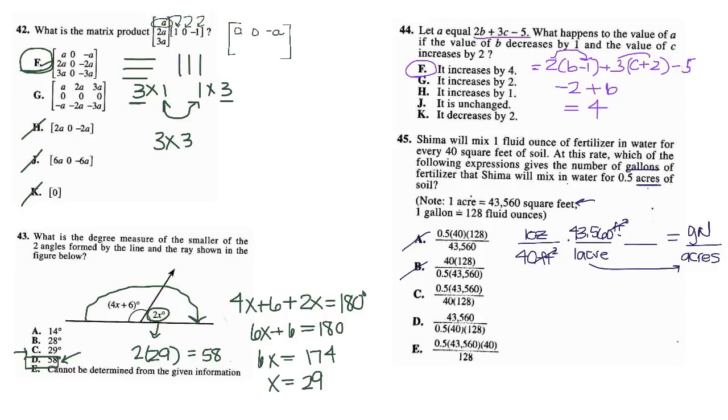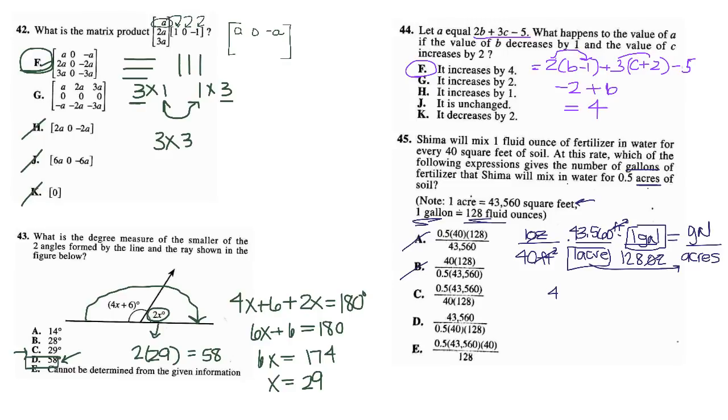So let's see, for 128 fluid ounces, I have 1 gallon. So I know 128 fluid ounces for 1 gallon. So that's going to allow me to remove those ounces. And notice here with my units, this is what I have left as far as units: 1 gallon for 1 acre, which is what I needed.